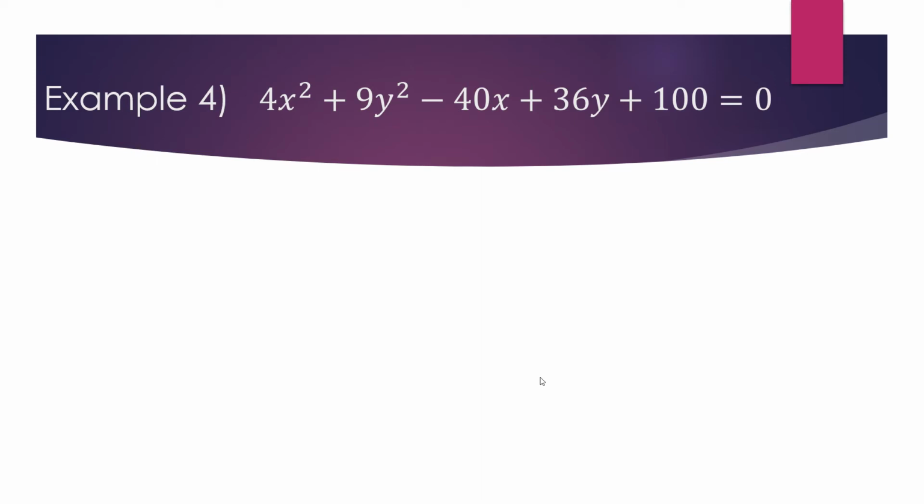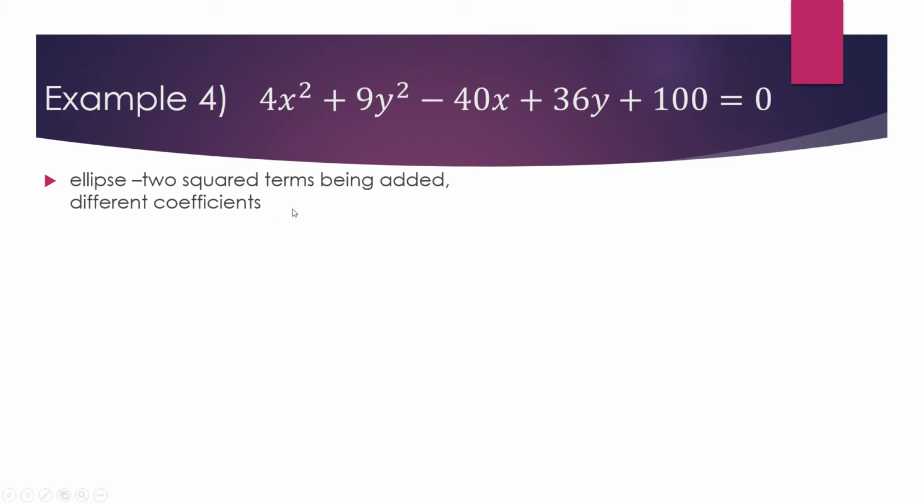Our last example for today, example 4. 4x squared plus 9y squared minus 40x plus 36y plus 100 is equal to 0. Again, feel free to hit pause for a moment and decide which type of conic section you think this is. We know this is an ellipse because we have 2 squared terms that are being added together, and they have different coefficients in front of them. If they have the same coefficients, if these were both 4s or both 9s, that would mean it was a circle, not an ellipse, because a circle is actually a special type of ellipse, where the eccentricity is 1, if you remember our eccentricity. Okay?